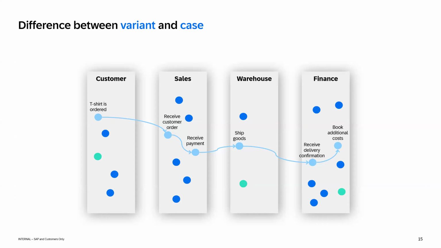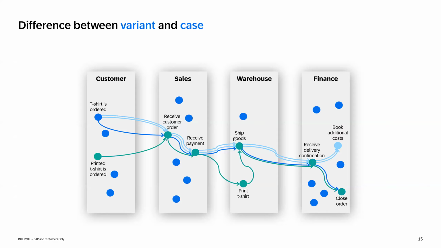So you have variant 1, where you have an order. Another one follows the exact same pathway. So you have two cases, one variant. Now you have a different variant. So now you have 3 cases, 2 variants. And now we have even a third variant. So 4 total cases, and we have 3 different variants here. That's the difference between a variant and a case.